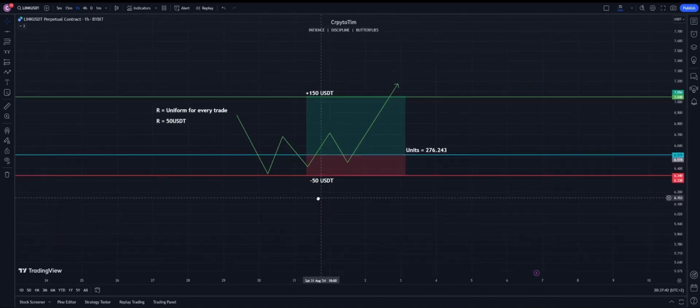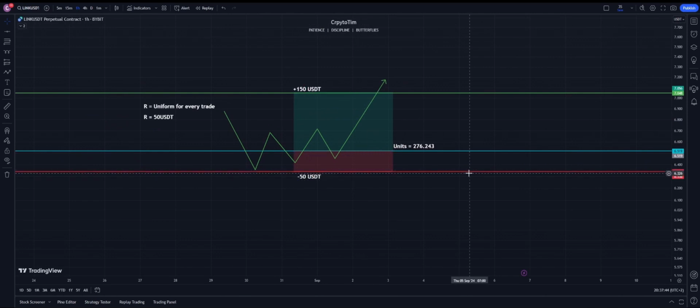It's also very important to always have an exit plan. So you always need to know before you enter a trade where you're exiting a trade, either in a profit or in a loss.